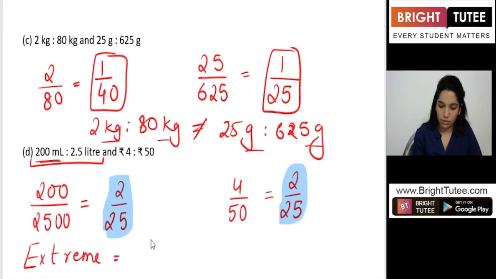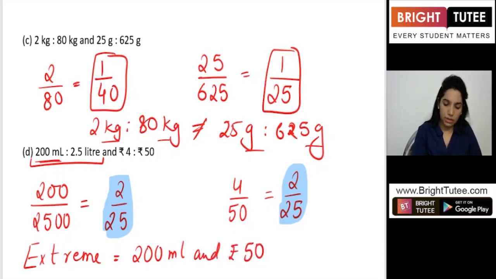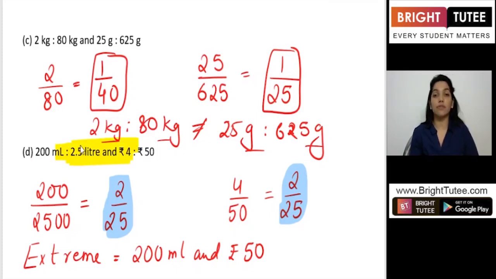The extreme terms are 200 milliliters and 50 rupees. And what are the middle terms we have got? I'm just highlighting here what are the middle terms we have got. So I'm just highlighting it with yellow. That is 2.5 liters and 4 rupees. These are the middle terms. And clearly what we have just seen here is that because the ratios are same, therefore the two given ratios, they are in proportion. And with this we have completed the lesson of proportion.